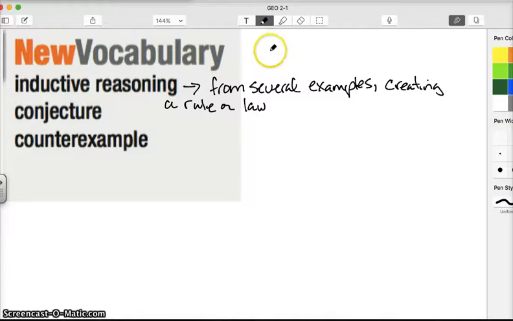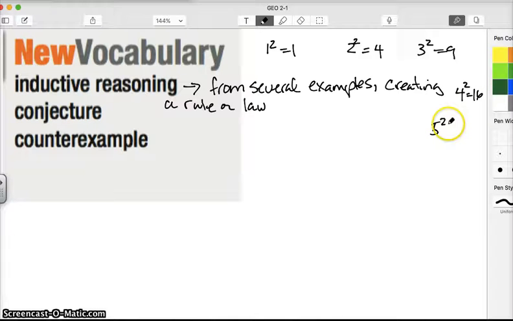For instance, I might say, look at perfect squares. So sometimes I play with numbers. Not often, but sometimes I do. So if you look at perfect squares, like 1 times 1 is 1, and 2 times 2 is 4, and 3 times 3 is 9, and let's do some more. 4 times 4 is 16, and 5 times 5 is 25.